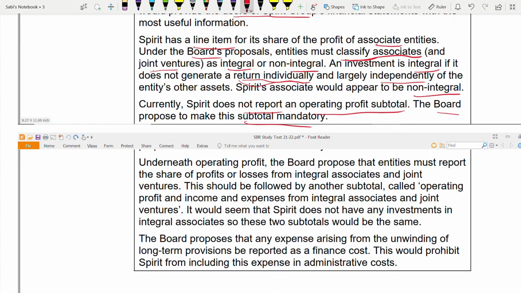After the operating profit, please follow the sequence when you're mentioning it like this. After the operating profit, again the board proposes that they must report the share of profit or losses from integral associates and joint ventures. And this should be followed by another subtotal, called operating profit and income and expenses from integral associates and joint ventures. Everything is to do with integral associates and joint ventures. But see the order. In this case, it would seem that there are no investments in integral associates. So these two subtotals will be the same if they do not have any investment in integral associates.